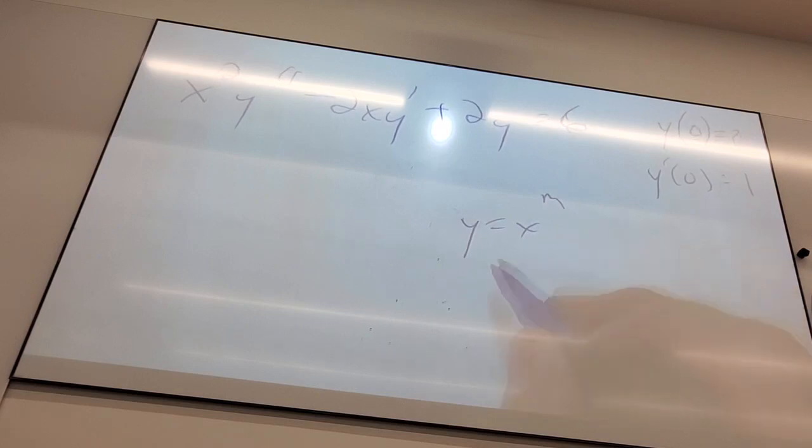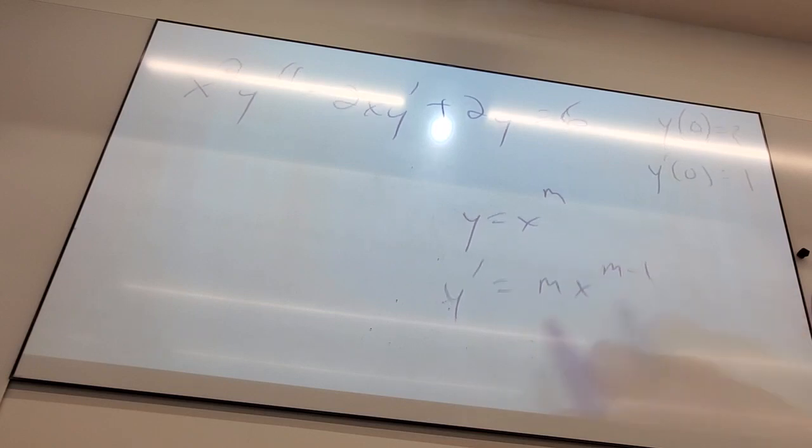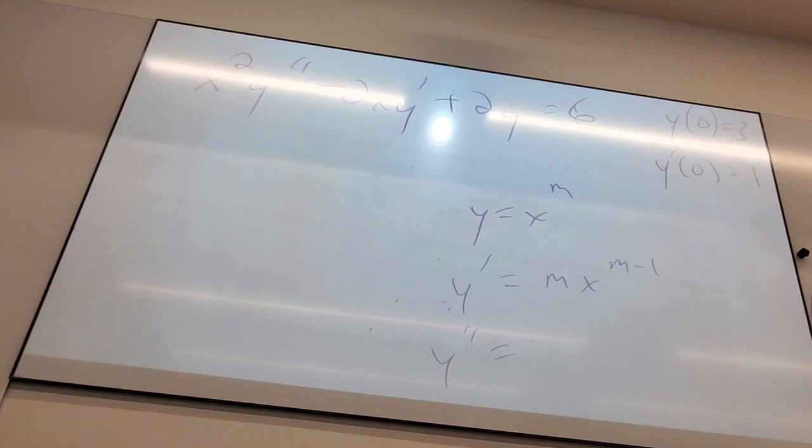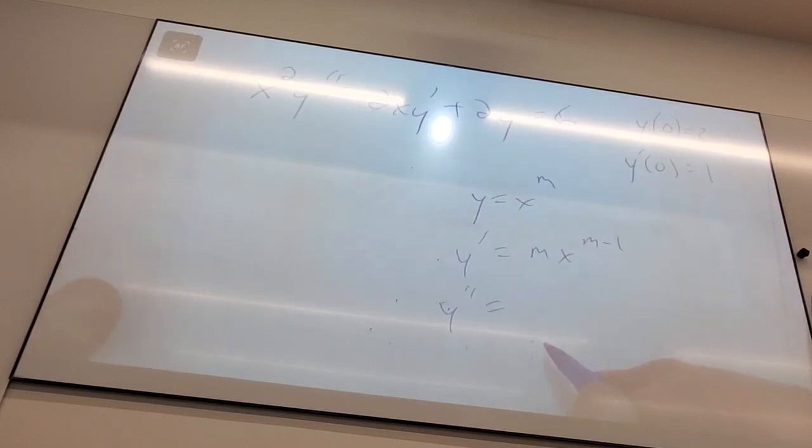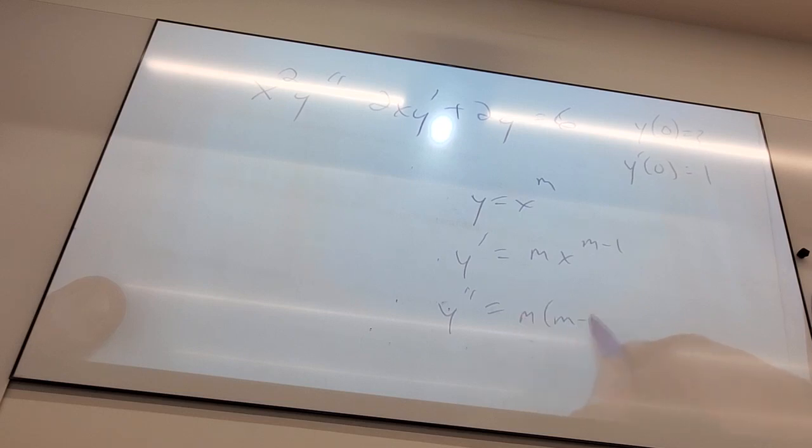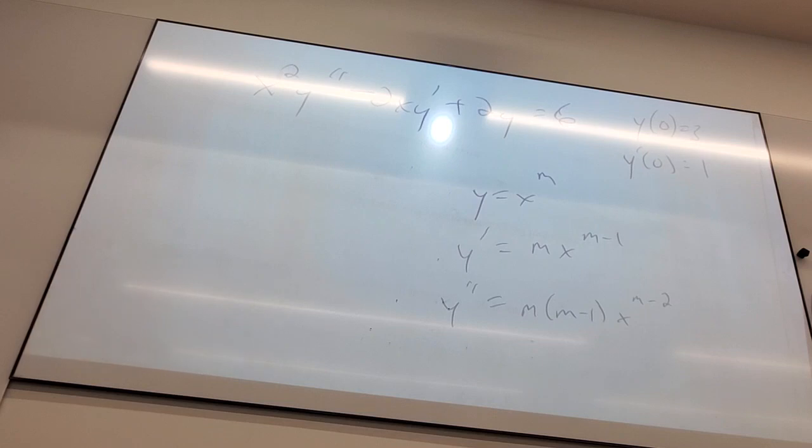y equals x to the m, what's y prime? x to the m minus 1. What's y double prime? m squared minus... Careful. Oh, I see what you did, okay. So it'd be m times m minus 1, x to the m minus 2, okay. So yeah, m squared minus m, I'm with you, okay.